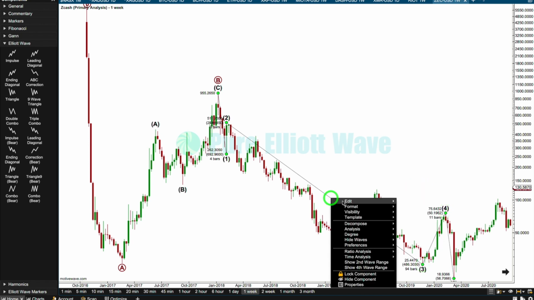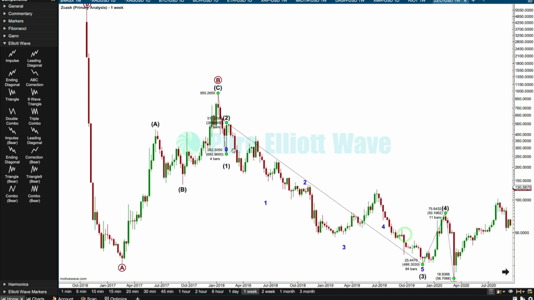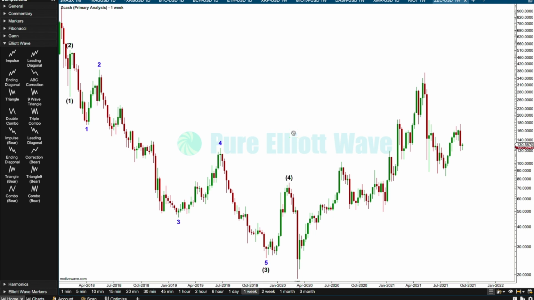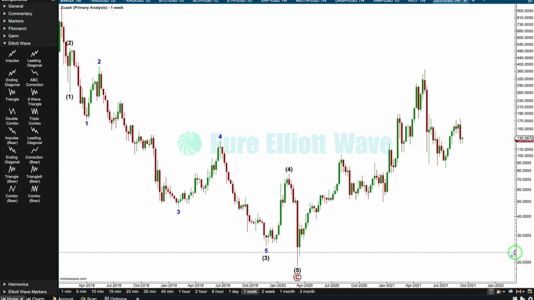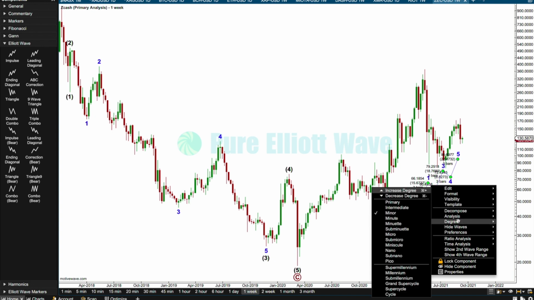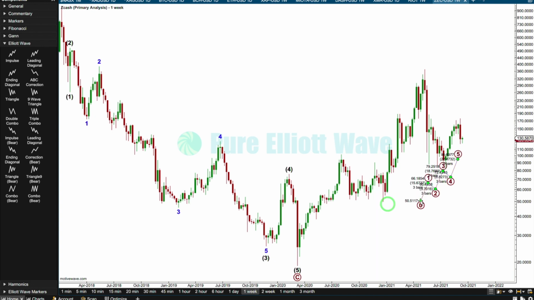And this is what I can see in here. Okay, I'm not going to go into the detail of that. Now I want to have a potential impulse beginning here. I'm just going to keep this at primary degree, and I'm not going to make any judgment on what the larger structure may be.